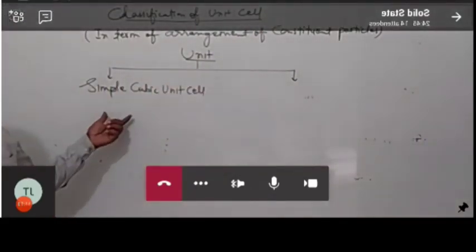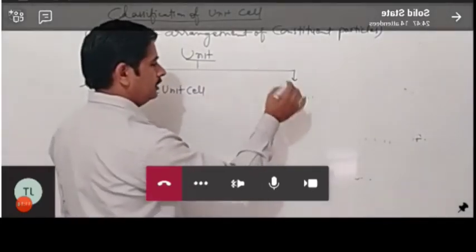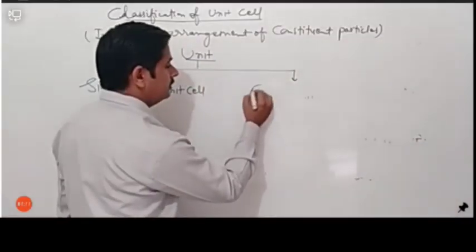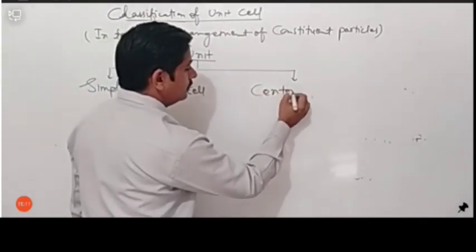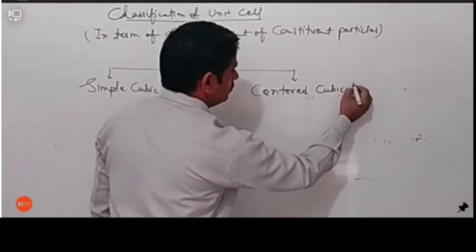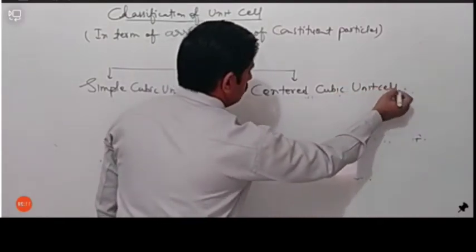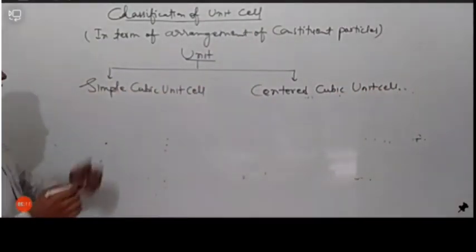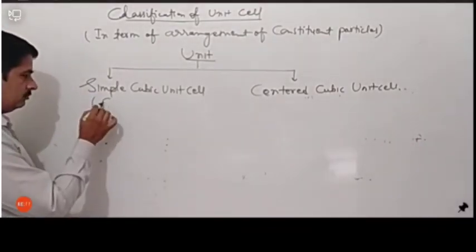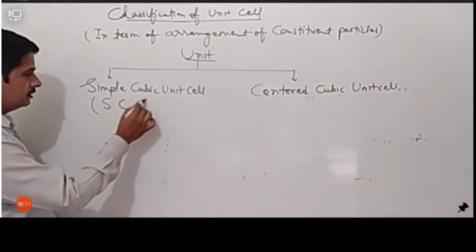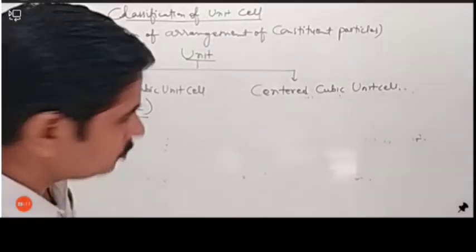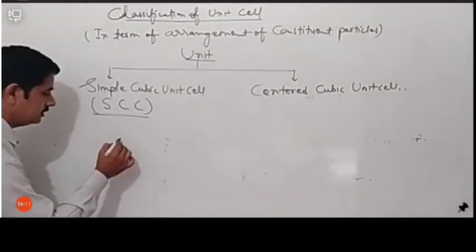Simple cubic unit cell. Then second, after the simple cubic unit cell, we have the centered cubic unit cell. When we talk about the simple cubic unit cell, it can be expressed as SCC, simple cubic cell, and the simple cubic cell structure is just like this.